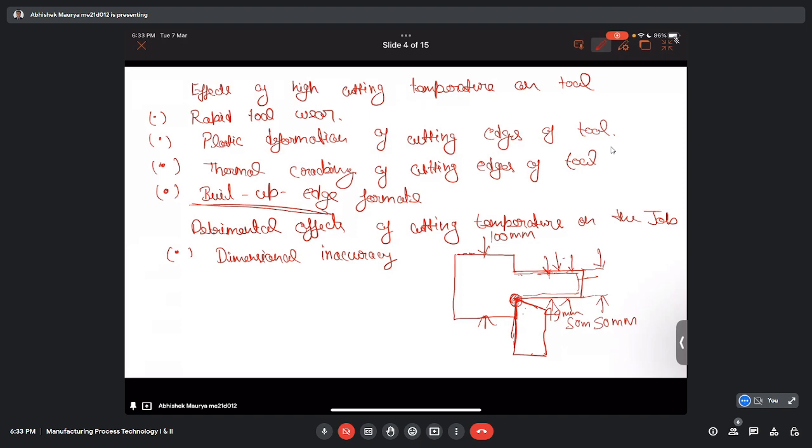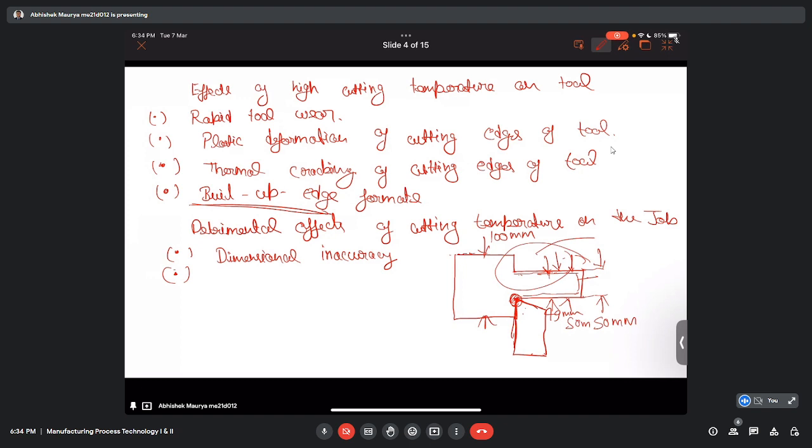And so what will happen? Because of dimensional inaccuracy, our component will become scrap. There is no use of the component. So that is the wastage of money and time. So dimensional inaccuracy is one of the detrimental effects on the workpiece because of the temperature rise.